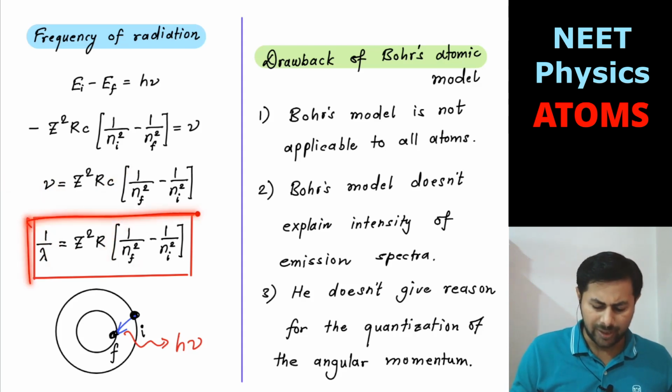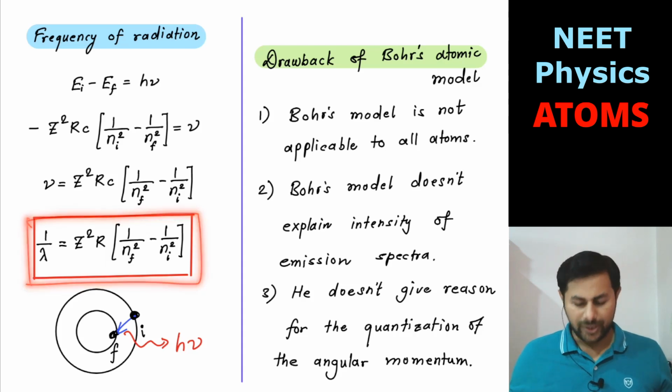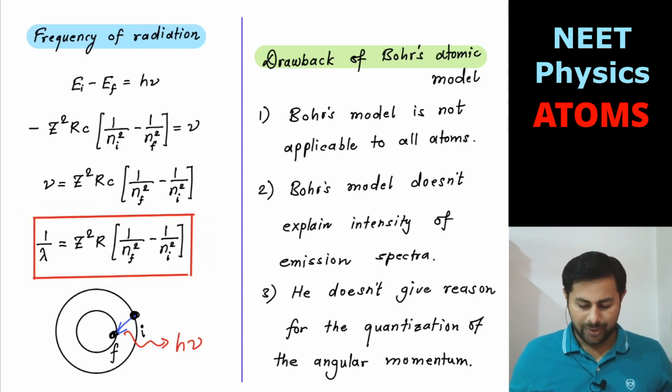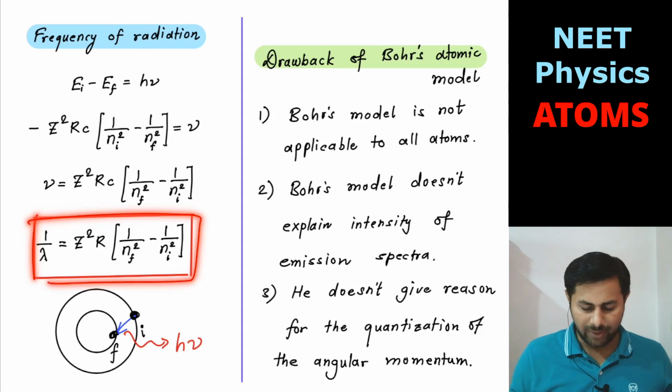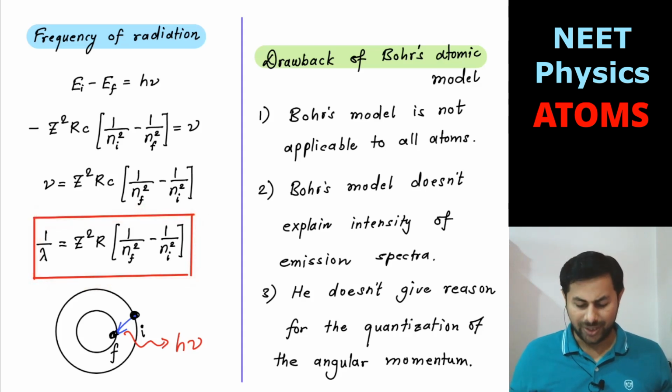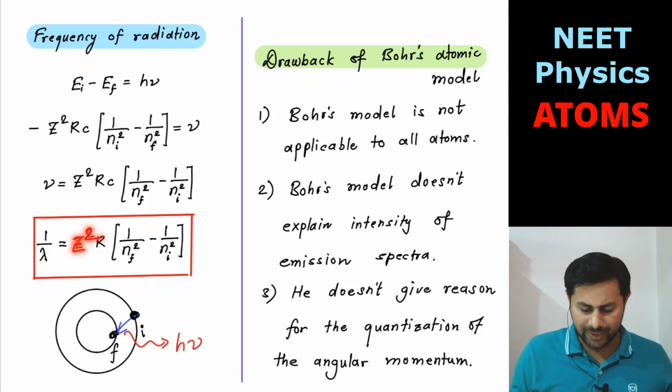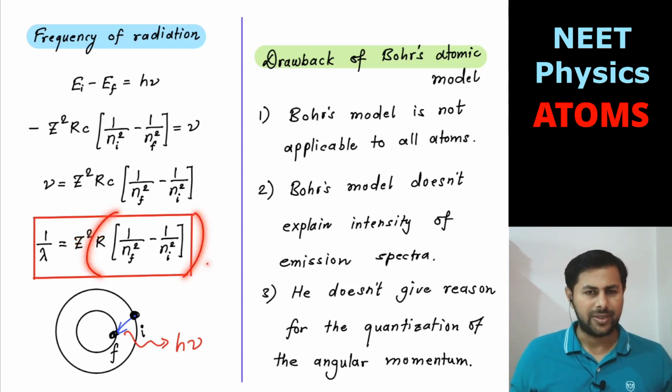You need to remember this formula. We had seen a similar formula for the hydrogen atom only. This is the formula which is applicable to any alkali atom. What's the difference? We just have this Z square in multiplication with this term for the hydrogen atom, right?